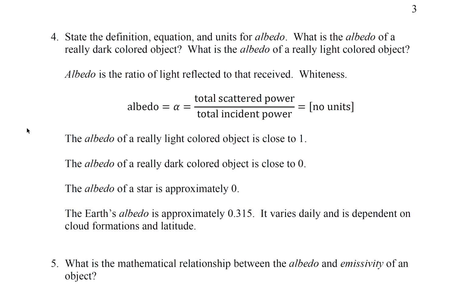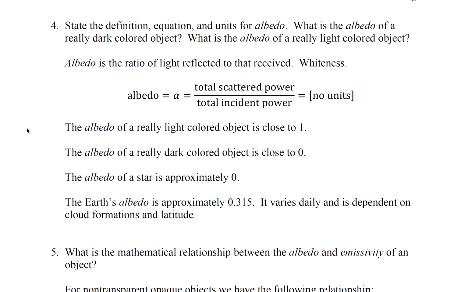Question 4. State the definition, equation, and units for albedo. What is the albedo of a really dark colored object? What is the albedo of a really light colored object? Albedo is a ratio of light reflected to that received. It's like whiteness. So albedo is equal to the Greek letter alpha. It's total scattered power divided by total incident power.